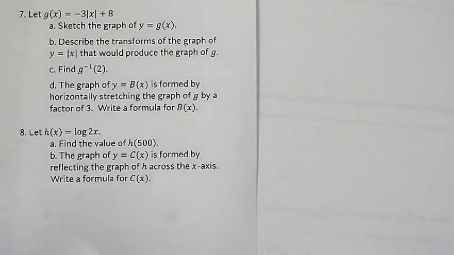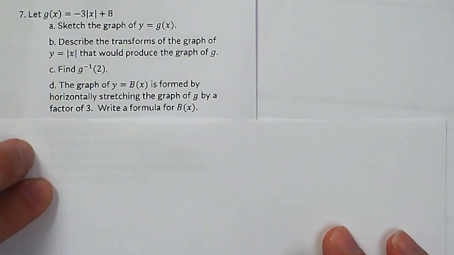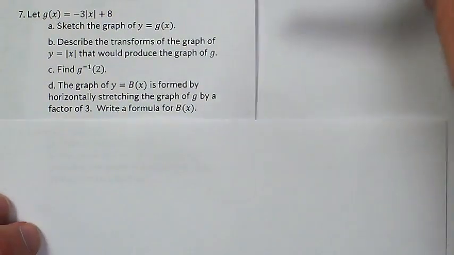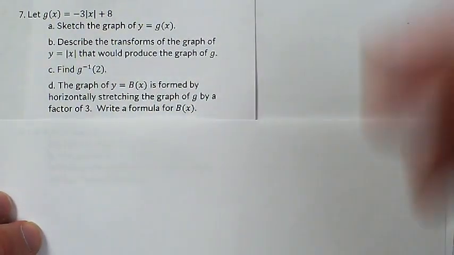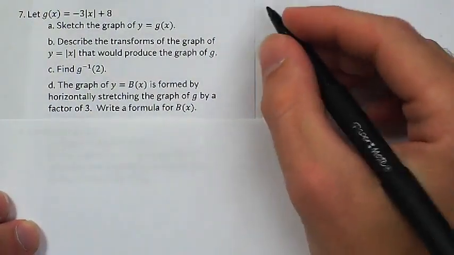So with 7, we've got this absolute value function. I guess we could start with sketching the graph of y equals g of x, negative 3 absolute value of x plus 8. It's been a long time since we've sketched one of these. We've sketched a lot of those in this class. Just because it was a long time ago doesn't mean you're free to forget about it. We need to be able to keep doing these things.